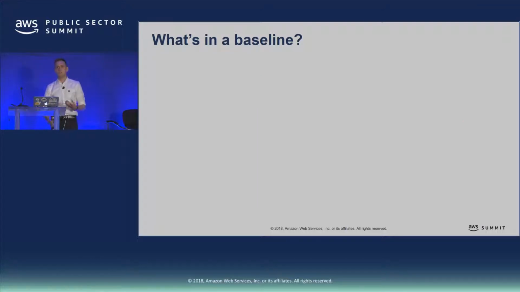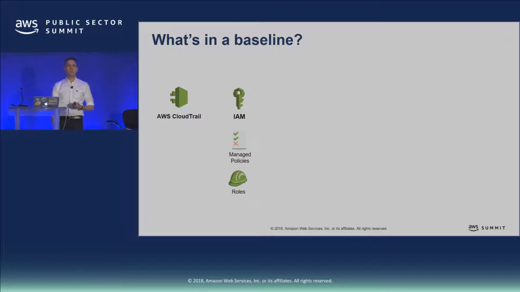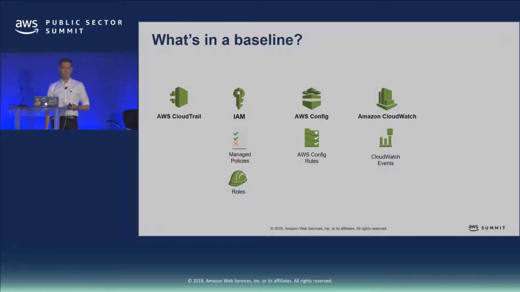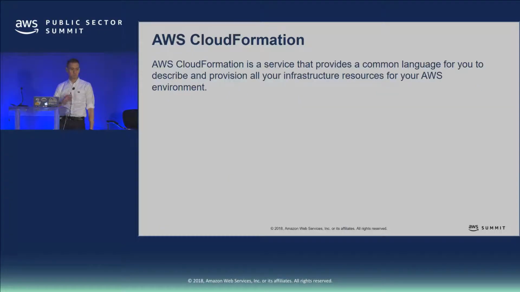So what's in a security baseline for a new account? AWS CloudTrail, audit logging for AWS API calls, is critical. Identity and access management configuration, things like roles and managed policies, determine the access permissions that people have in those accounts, any trust relationships to identity providers, et cetera. AWS Config, so this is going to allow us to create config rules. AWS CloudWatch, I'll talk a little bit about CloudWatch events and config rules later on. And any VPC configurations. And additionally, anything like flow logs.